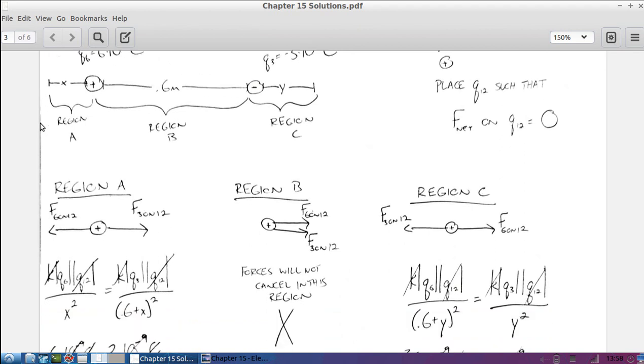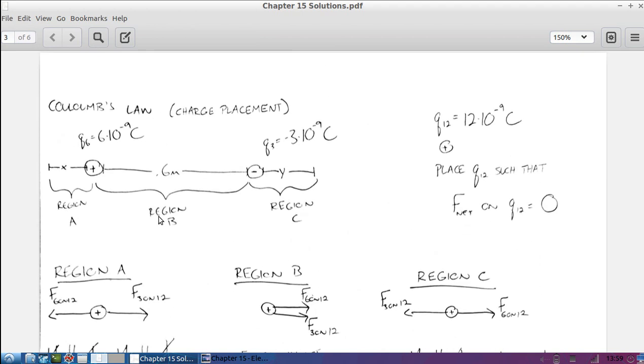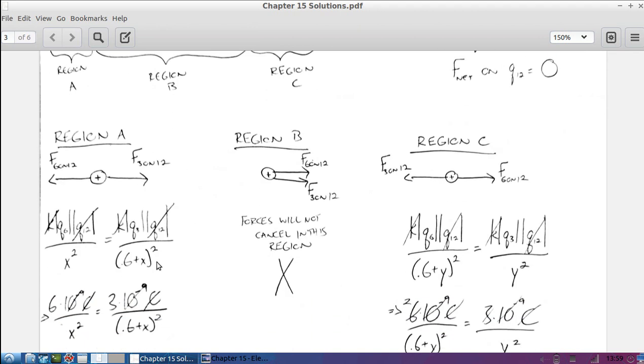X squared looks good. Now, over here, the force by the 3 on the 12, what's the distance between these two particles? The distance between the 3 nanocoulomb charge and wherever I'm going to put the 12 nanocoulomb charge is this whole distance, 0.6 meters, plus x. All right, so watch out for that. So you're a different distance from this one than you are from this one. Okay, so that's where we get these denominators right here.